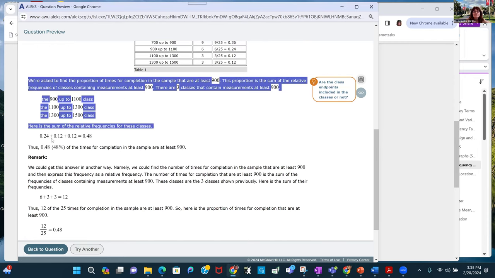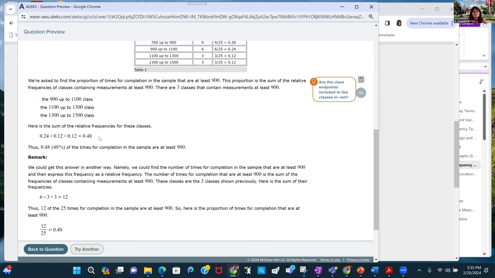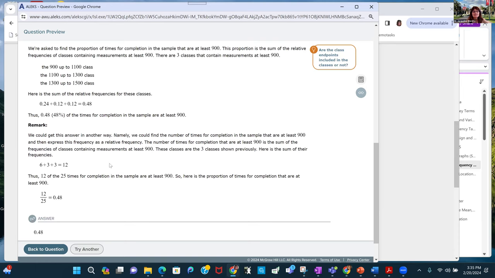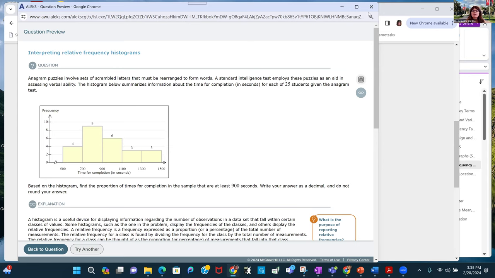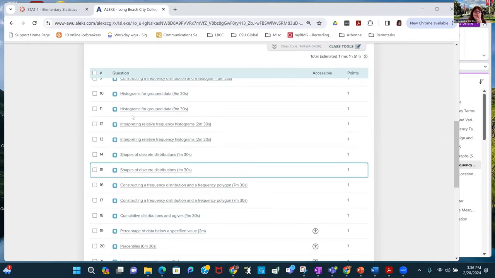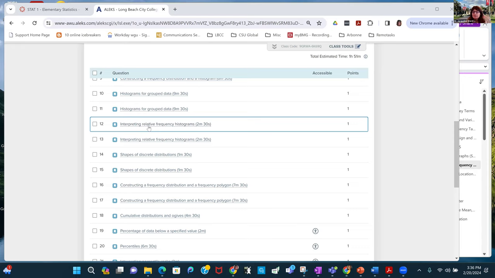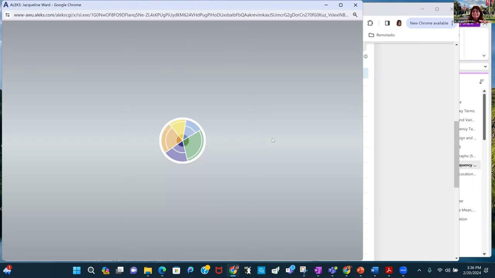They show you could have added together those three, or we could get this another way and add to get the 12 out of 25. So they show both ways, which is nice. All right, so we saw one that gave percentages and one that gave the whole numbers where you find the percentage, right? So you just want to be careful to read the question all the time. I'll just do another one just to make sure.